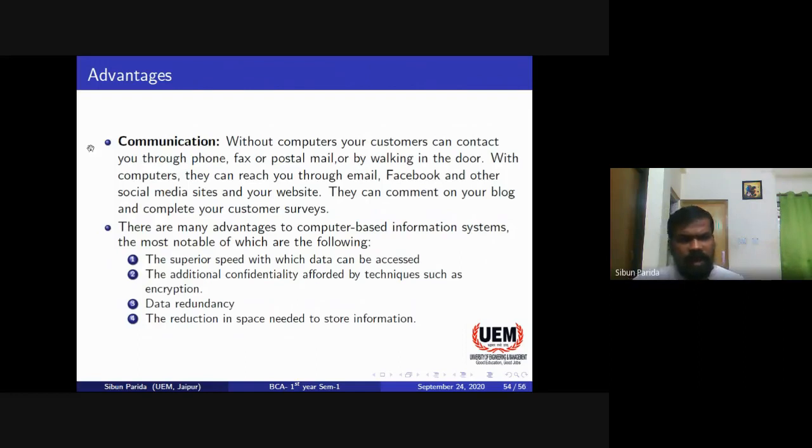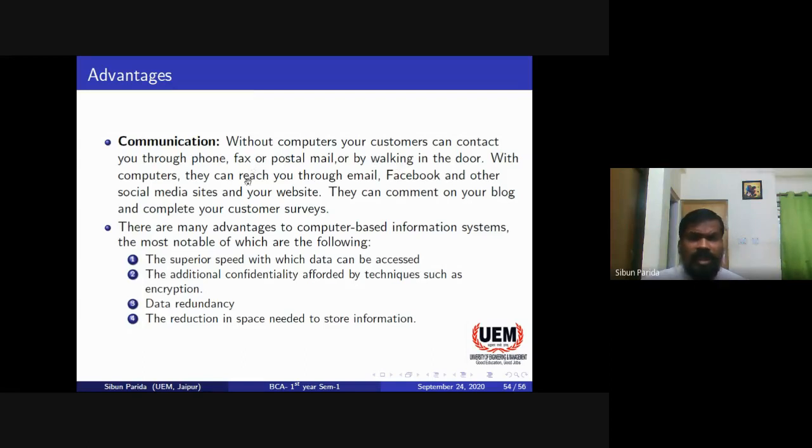Now we have some advantages and disadvantages. Let us first discuss some advantages. The first advantage of using a computer-based information system is communication. Without computers, your customers cannot connect with you directly. So what they will do, they will call you on the phone, they will fax you, they will write you a mail, or they will come to you physically.